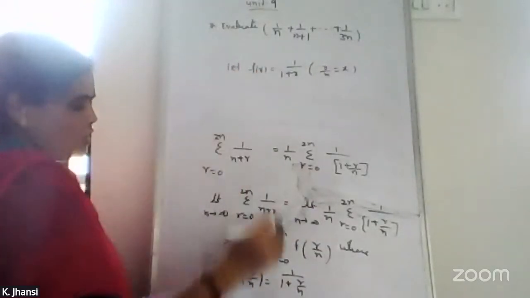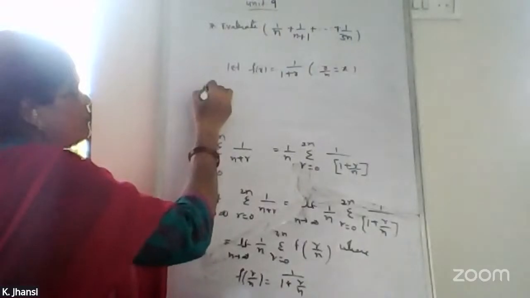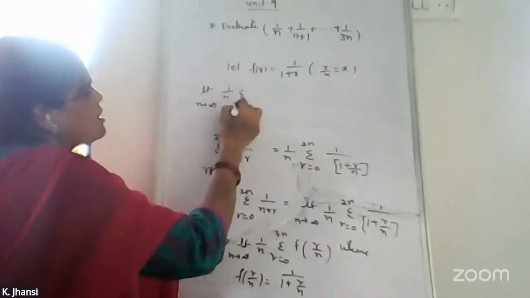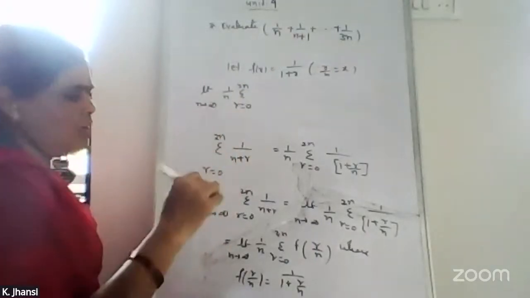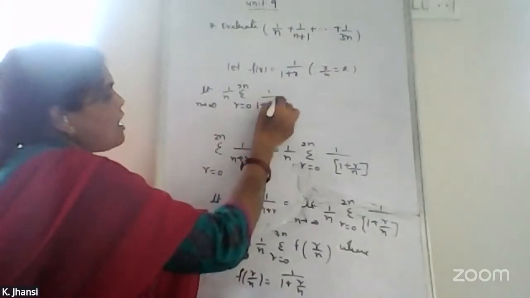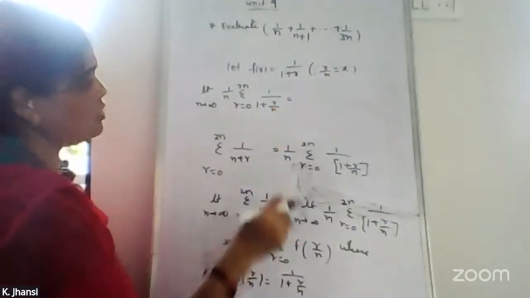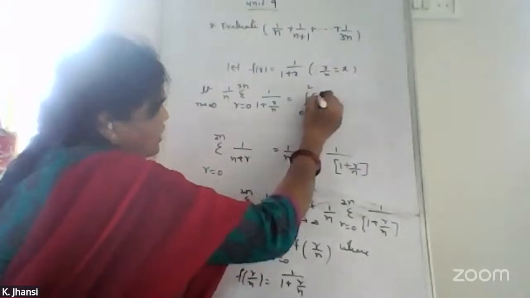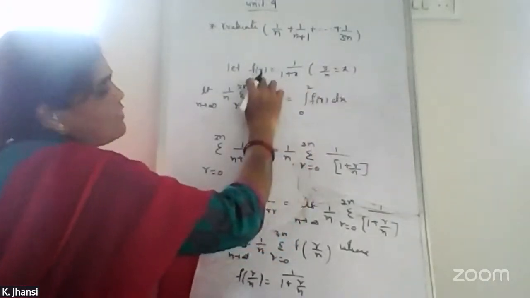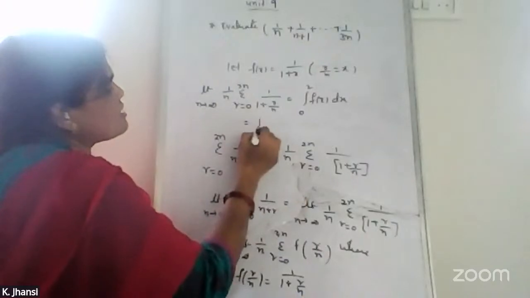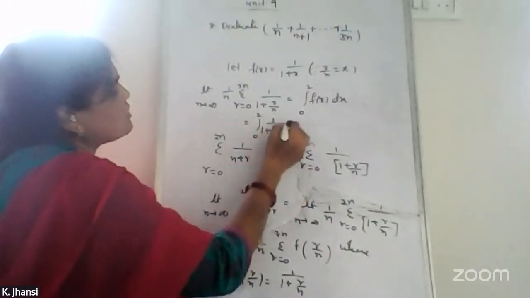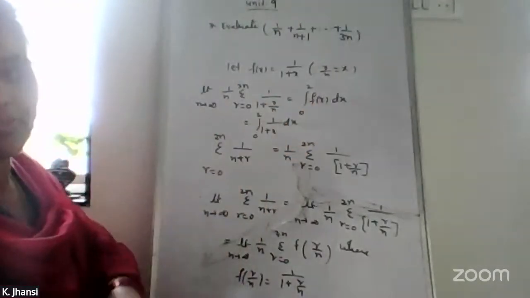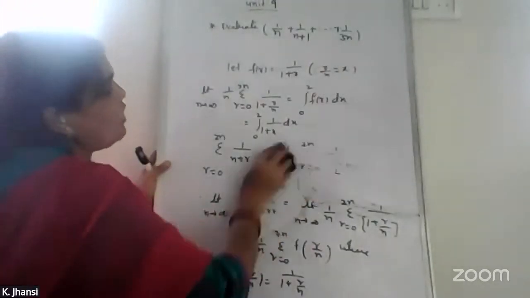And we write the term as limit n tends to infinity 1 by n summation r equals 0 to 2n of 1 by 1 plus r by n, which equals the integral from 0 to 2 of f of x dx. So what is our f of x? It is the integral from 0 to 2 of 1 by 1 plus x into dx. Okay. So how are you getting these two limit values, the upper limit and lower limit, as 0 and 2?